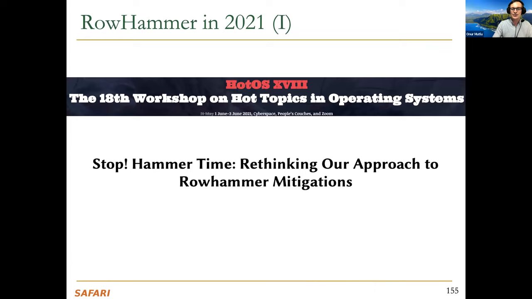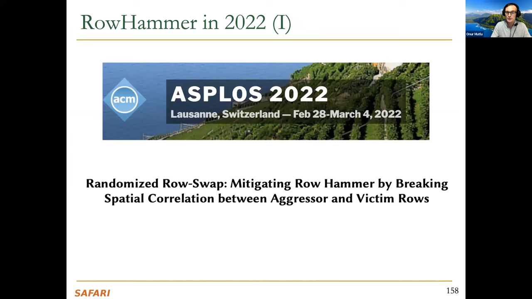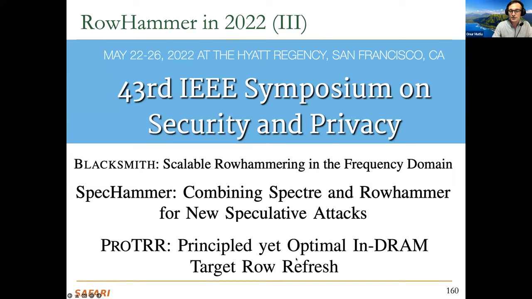Other security conferences and operating system conferences also have related work you can look into. These are some attacks that can take advantage of TRRespass, for example, to do these RowHammer attacks from JavaScript. I mentioned some of these works. There are some RowHammer solutions being proposed in architecture conferences, as well as security conferences. And the upcoming Security and Privacy Conference also has three RowHammer papers, as you can see.